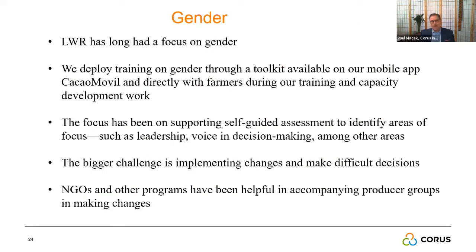So just a couple comments on gender. Lutheran World Relief has long had a focus on gender. As I said, through our Cocoa Mobile app, we developed a very interesting toolkit that allows farmers and cooperatives to go through a step-by-step self-assessment and diagnosis process, which could look at various aspects of gender within their own work and within their own cooperative activities. And then it kicks out a series of recommendations. As you can imagine, the biggest challenge is, of course, implementing those recommendations and making difficult decisions.